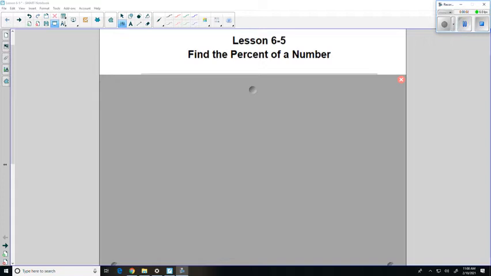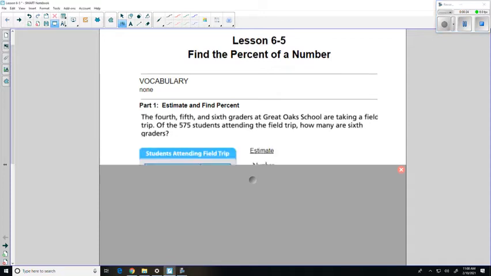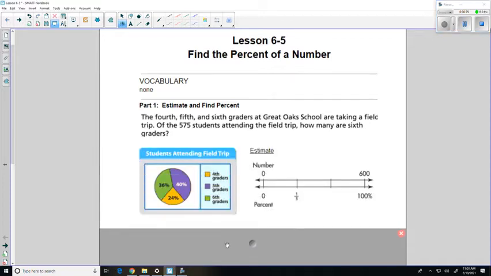Welcome to lesson 6.5. Today we're going to be finding the percent of a number. This is what we've been building up to. In the previous lesson we did some estimating. We were trying to find, for instance, if we had 4th, 5th, and 6th graders at this school taking a field trip, there were 575 students attending. How many are 6th graders? We estimated. Here's a graph, and 6th graders are in green, so it's about 36%.